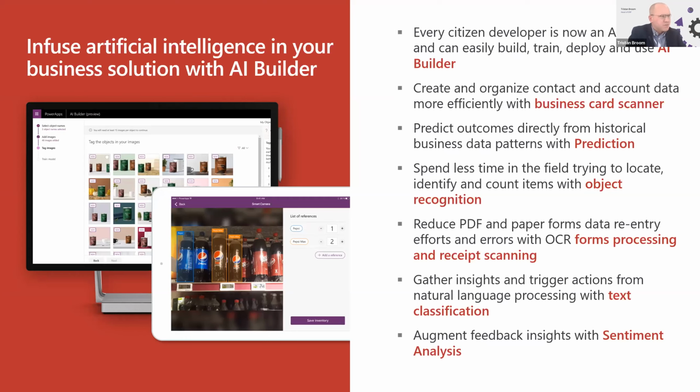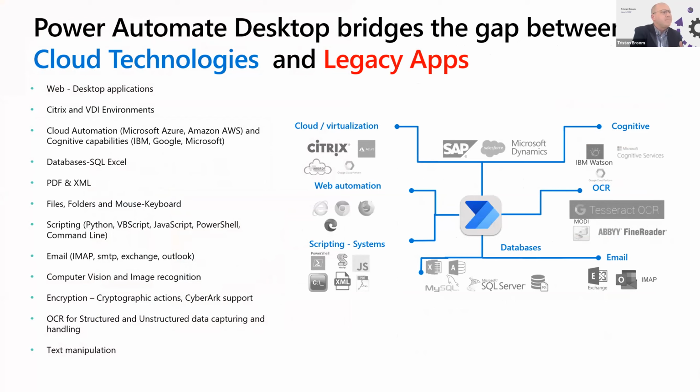But again, the purpose of today isn't to get into the deepest detail of AI. It's more about giving that real high level overview as to what the component parts are and how they can fit together. I mentioned a moment ago that Power Automate effectively has two parts to it. We've got the Power Automate desktop, and then we've got the cloud flows as well.